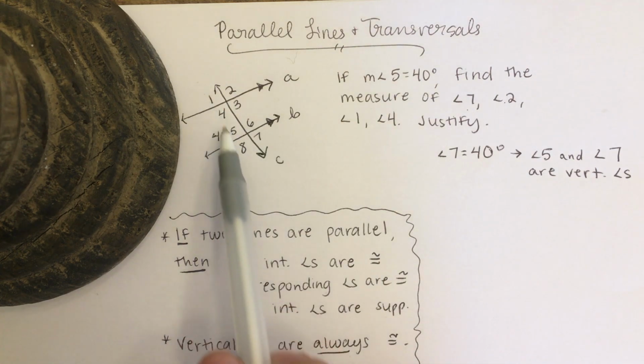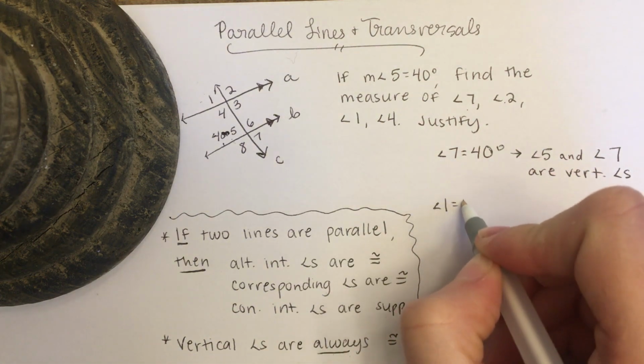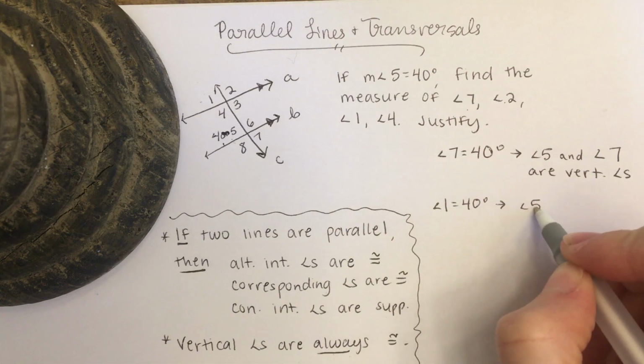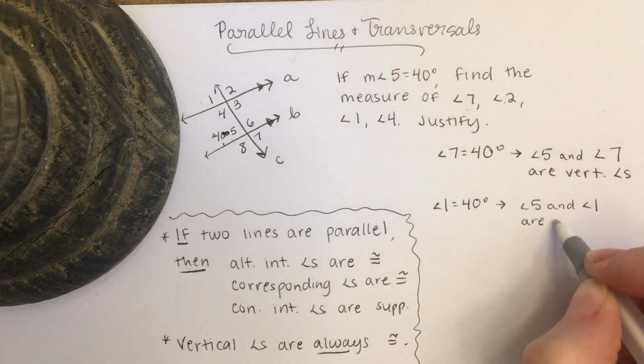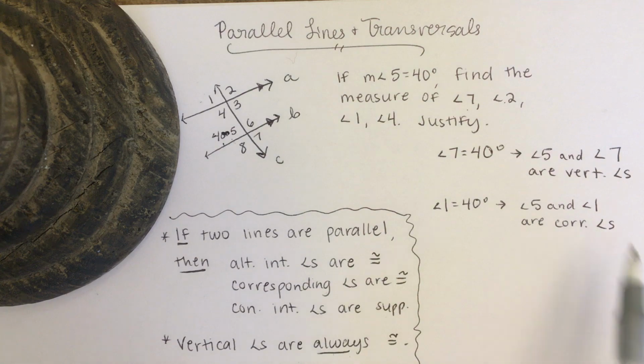So angle 1 and angle 5, we should notice are corresponding angles. And again, if the lines are parallel, which they are, corresponding angles are congruent. So I also know that angle 1 is 40 degrees. And my justification for that could be that angle 5 and angle 1 are corresponding angles. And again, we know the definition of corresponding angles. Since the lines are parallel, they're going to be the same.